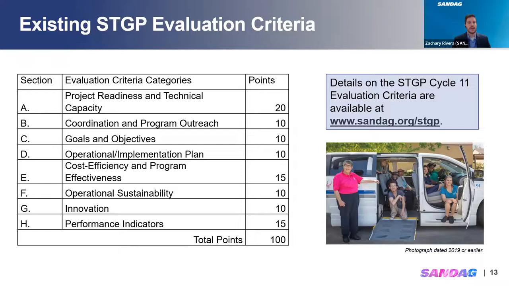There are also 8 existing STGP evaluation criteria categories for a total of 100 points. So these categories include project readiness and technical capacity, coordination and program outreach, goals and objectives, operational / implementation planning, cost efficiency and program effectiveness, operational sustainability, innovation, and lastly, performance indicators. And we can go to the next slide.